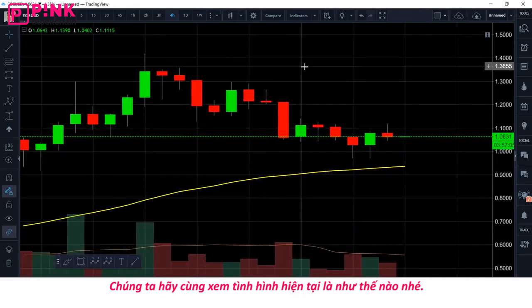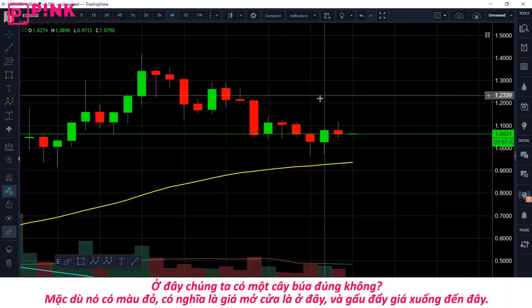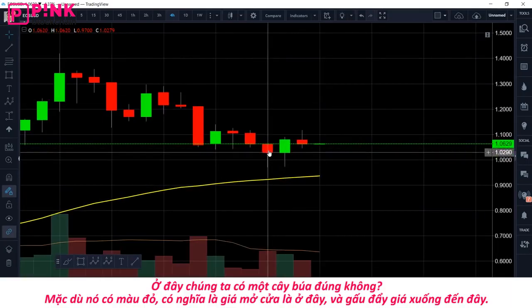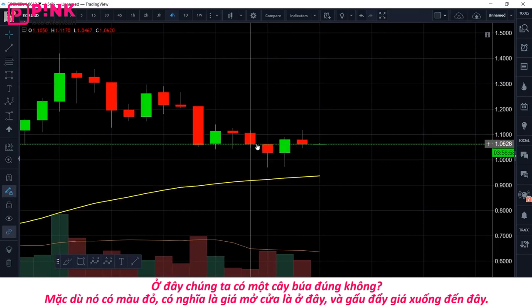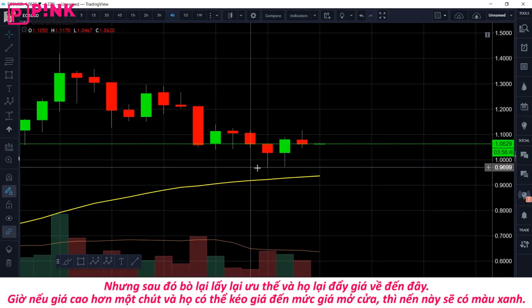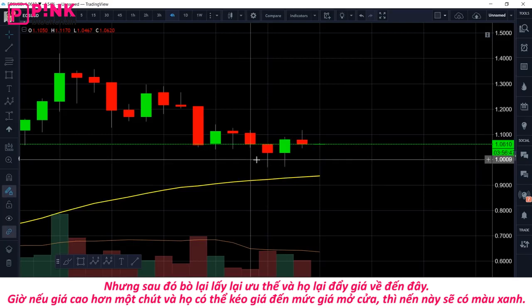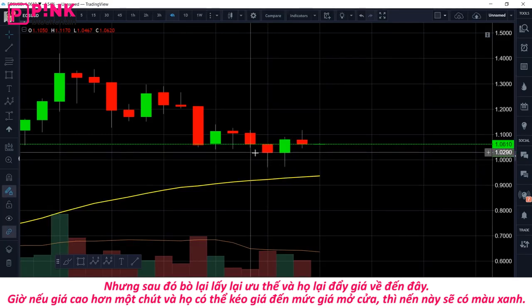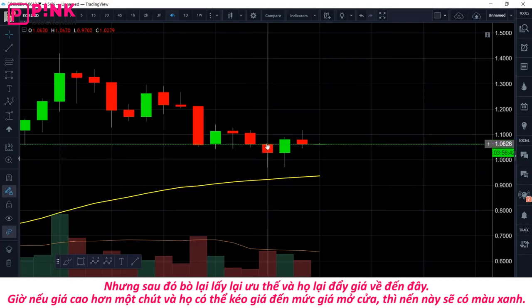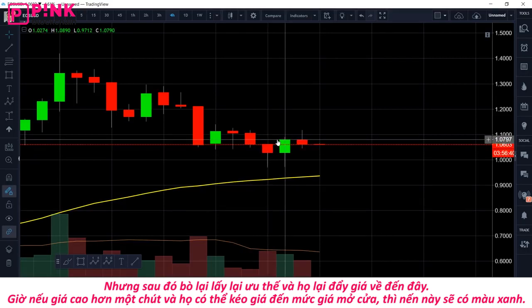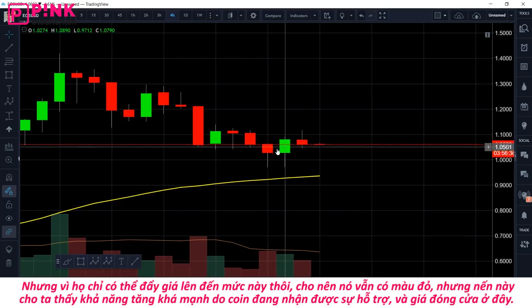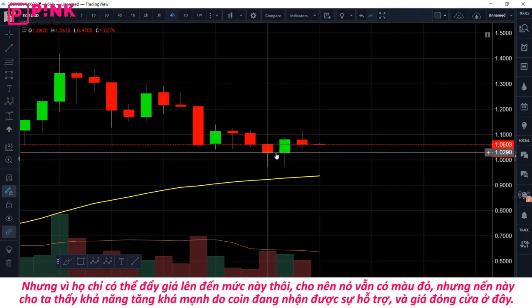Let's take a look at, for example, where we are right now, okay? Here we got basically a hammer, right? Even though it's red, it means that the open was right here. Now the bears pushed it all the way down to over here, okay? They pushed it down all the way here, but then the bulls regained control and pushed it up to about right here. Now, if it was slightly higher and they pushed it above where it opened, then it would be green. But because they only pushed it to slightly below it, it was red.